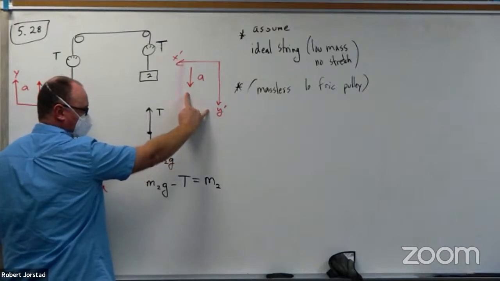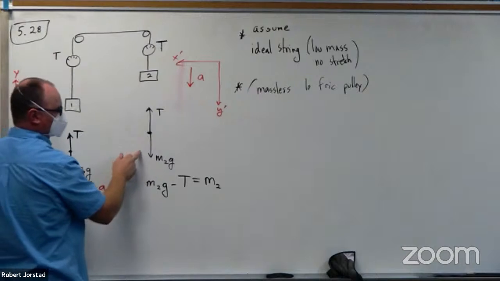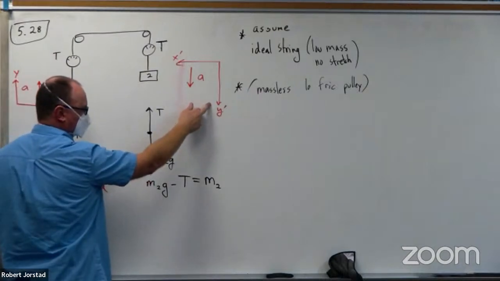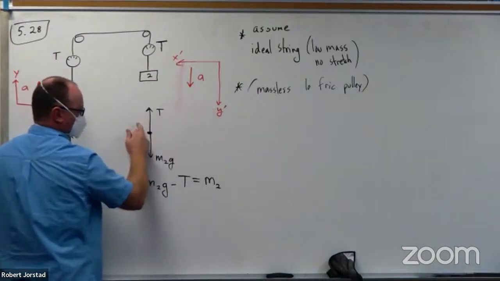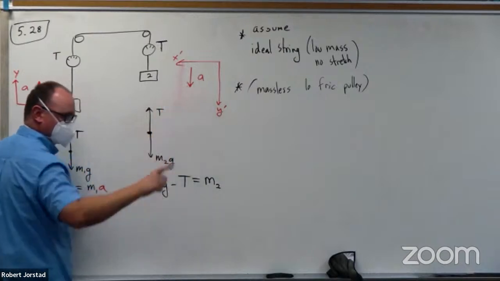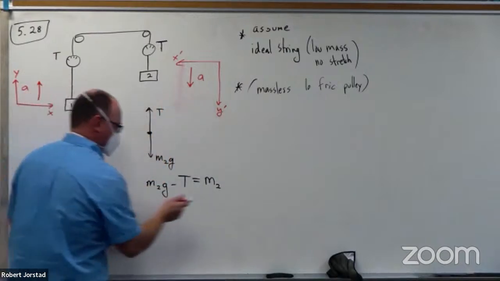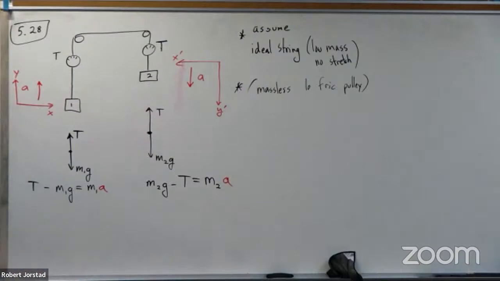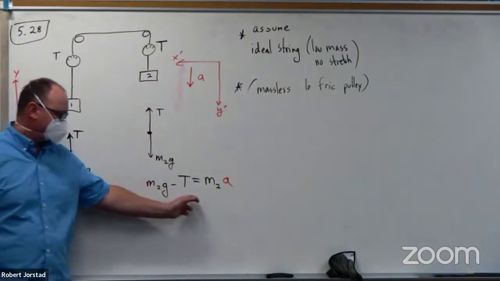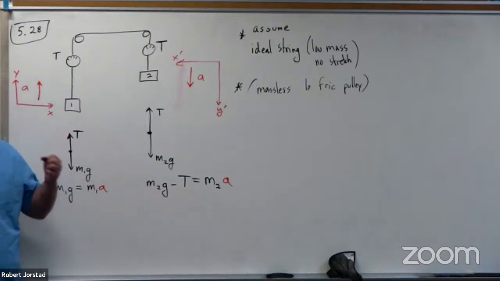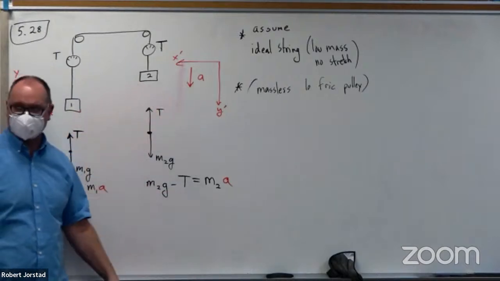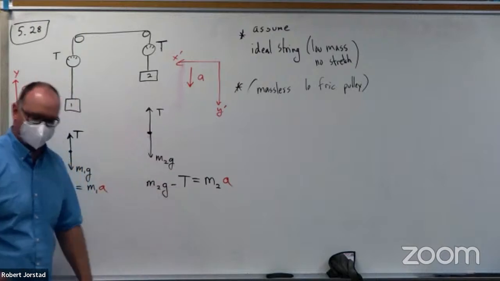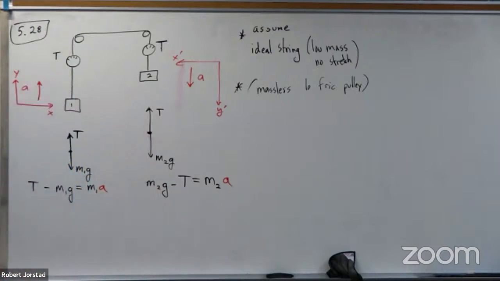We're using this coordinate system, right? Look at it. M2G is down, it's positive. T is up, it's negative. A is down, it's positive. Excellent. And this is the one people tend to screw up, because we're so used to saying down is negative. Okay, whatever. Just watch out.